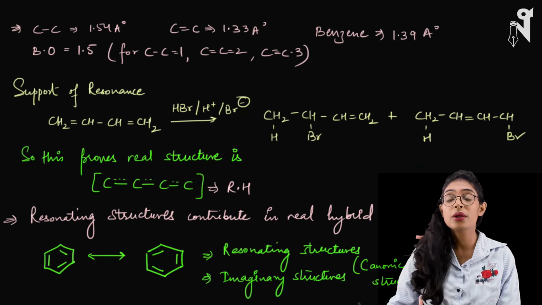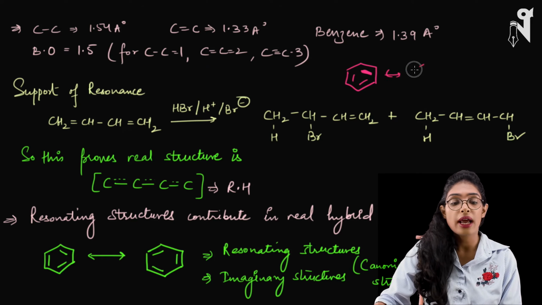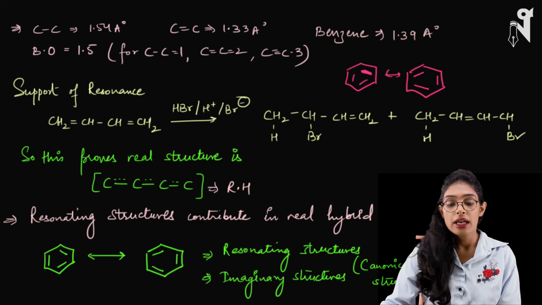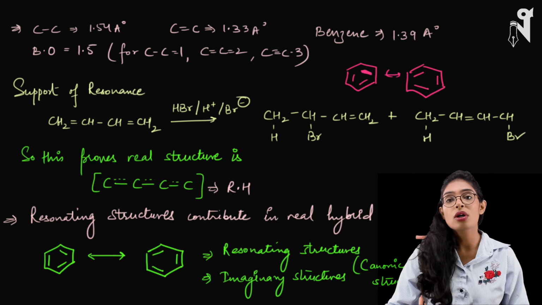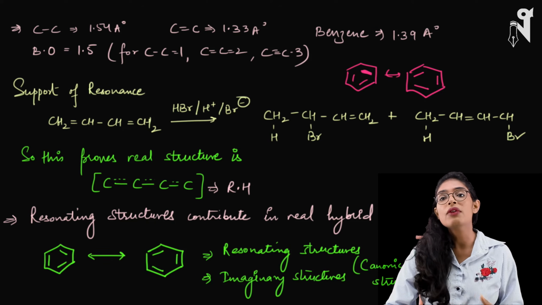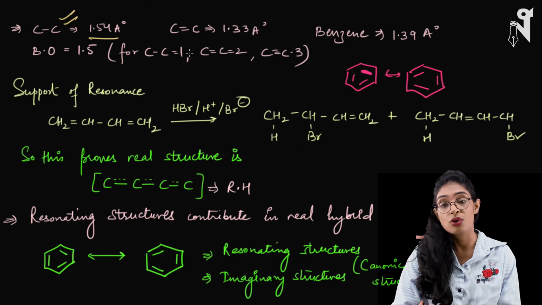So as I said, Kekule had given us the structure like this, and which could be written like this. Right now, when the bond order and bond length were actually checked for benzene, what data did we retrieve? Let's see. If you talk about a carbon-carbon single bond, the length should be 1.54 Angstrom.